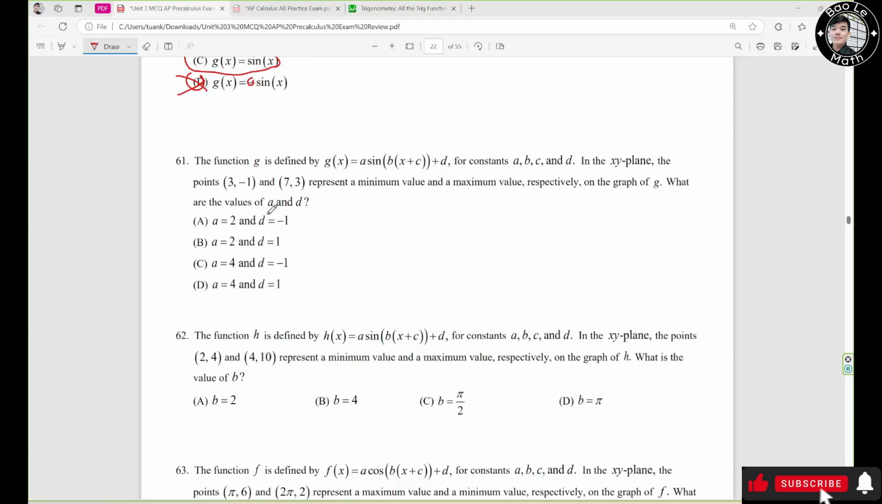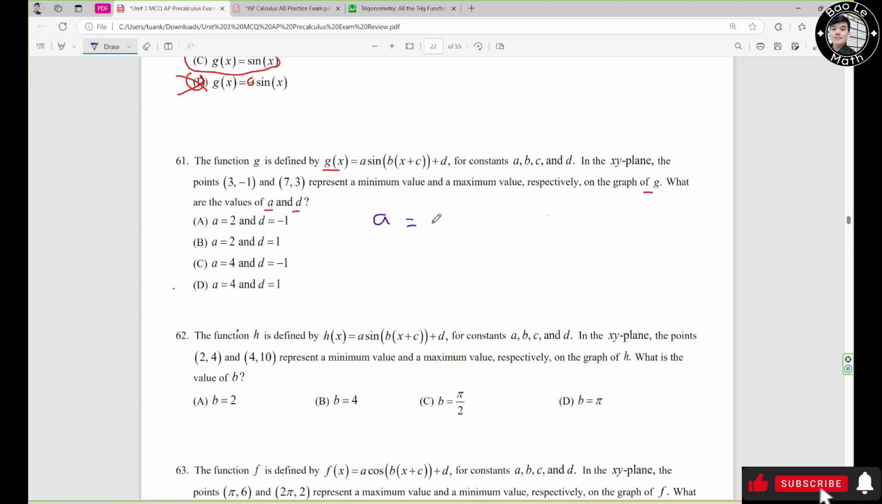Now, let's move on to question 61. The function g is defined by g of s equals a sine of b times s plus c, plus d, for constants a, b, c, and d. In the x and y plane, the points (3, -1) and (7, 3) represent the minimum and maximum value respectively for the function g. What are the values of a and d?